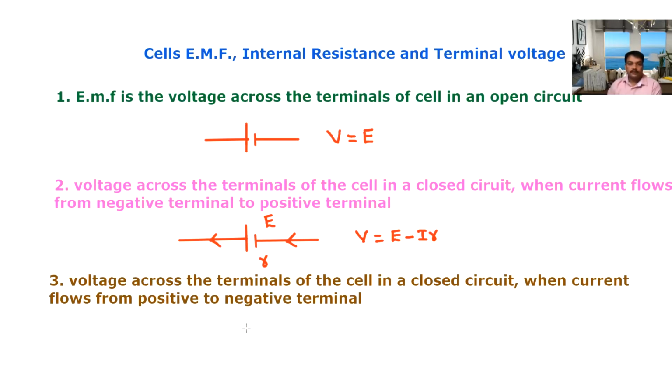Whenever a cell is in a closed circuit and the current flows from the positive terminal to the negative terminal, in the reverse direction as shown in the second case, with EMF E and internal resistance R, then the voltage across the terminals of the cell in this situation is E plus I into R.